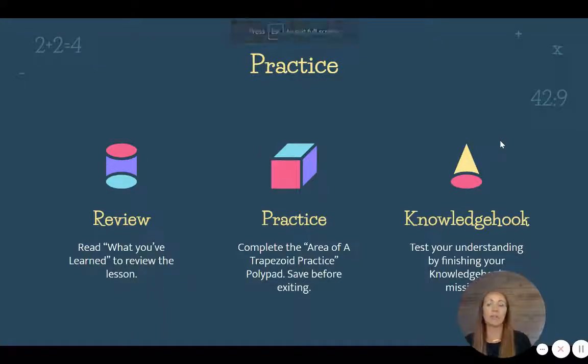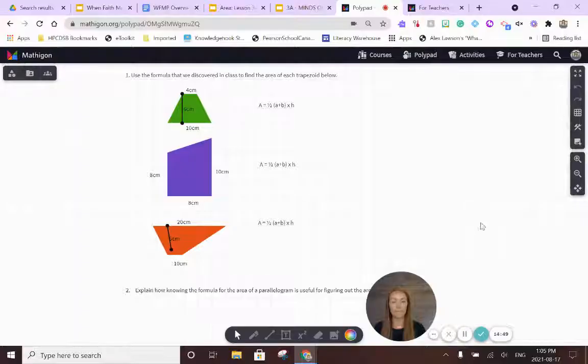The last part of this presentation is going through the practice and the review piece that my students were able to do in order to make sure that they really did understand why the formula for a trapezoid made sense, and so that they could really show that they understood that. So I did have students review a quick review page, but then we used Mathigon Polypad again for that practice.